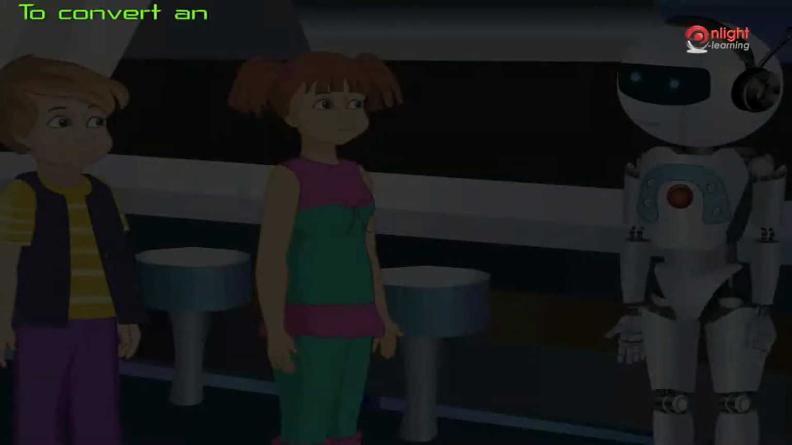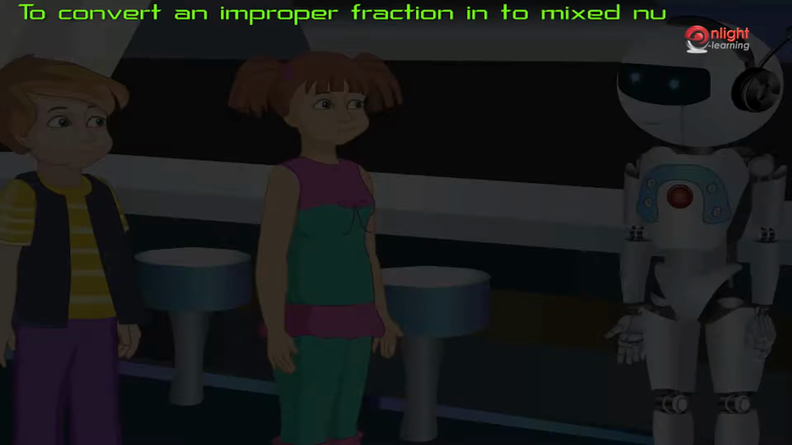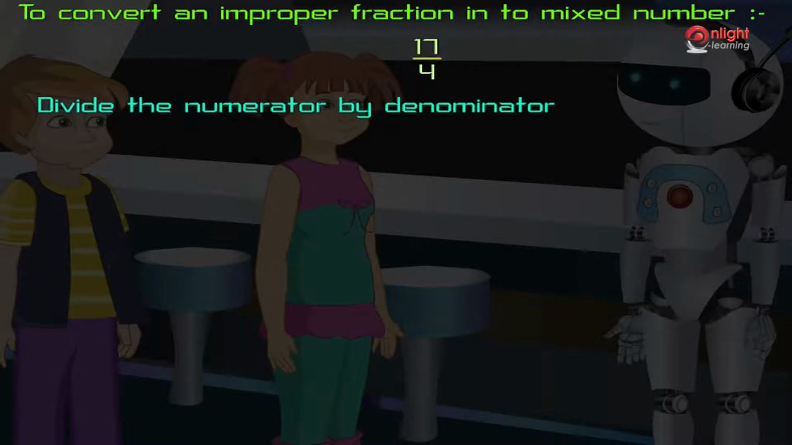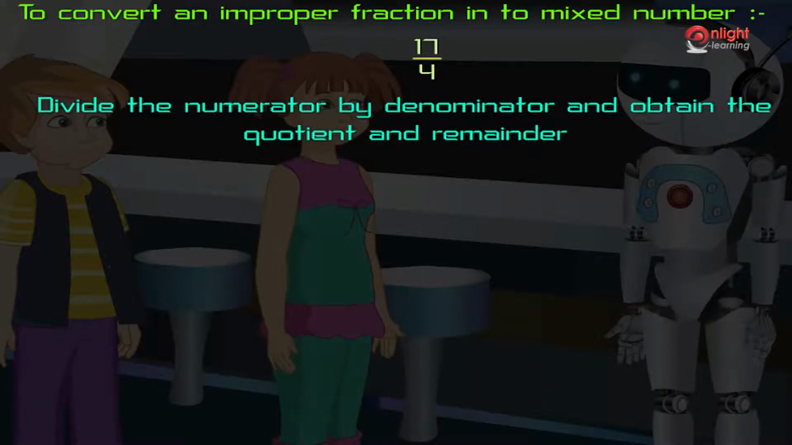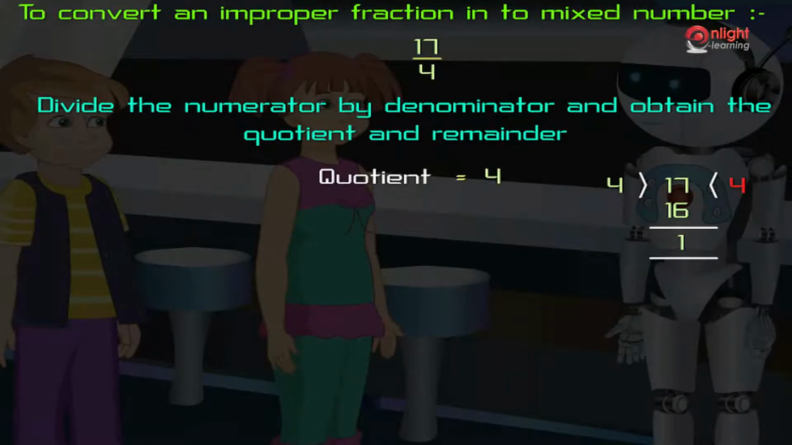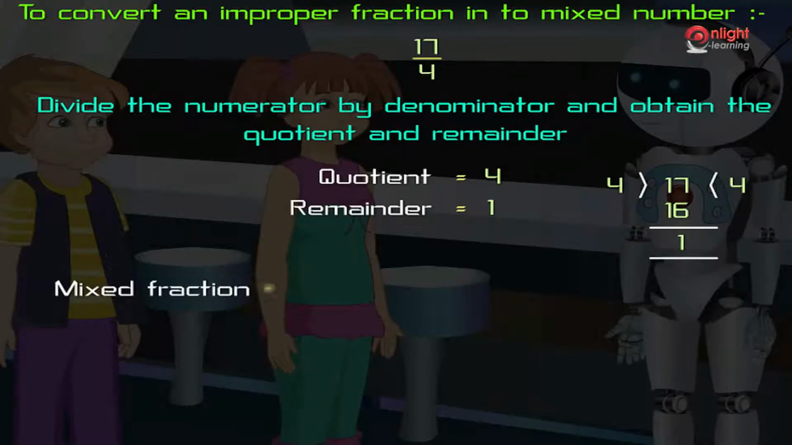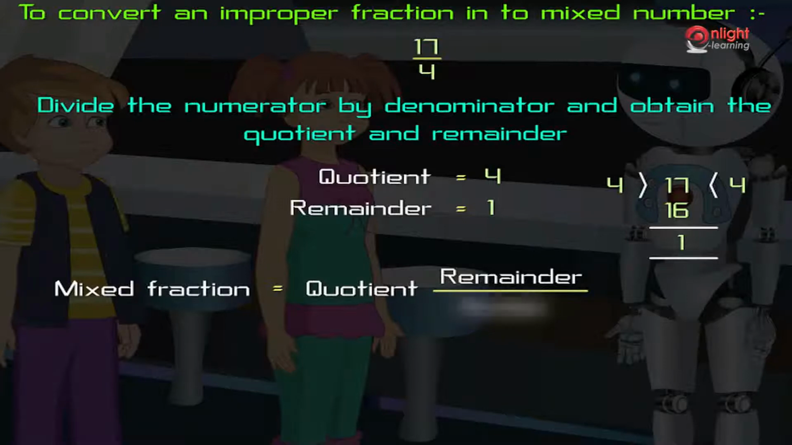To convert an improper fraction into mixed number, we follow the following steps. Consider the improper fraction 17 by 4. Divide the numerator by denominator and obtain the quotient and remainder. When we divide 17 by 4, we get quotient as 4 and remainder 1. Write the mixed fraction as quotient multiplied by the remainder divided by divisor.